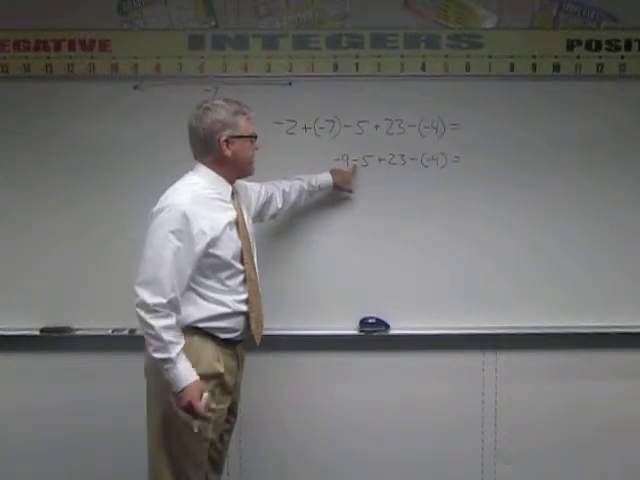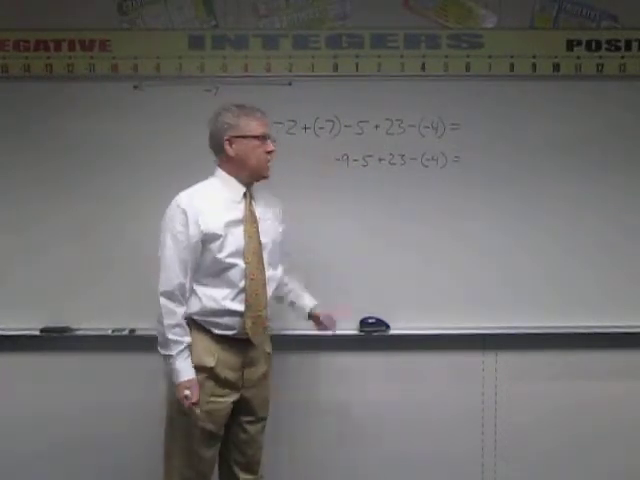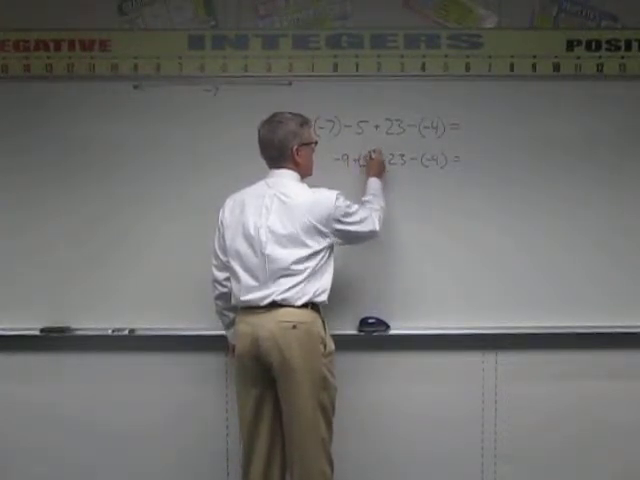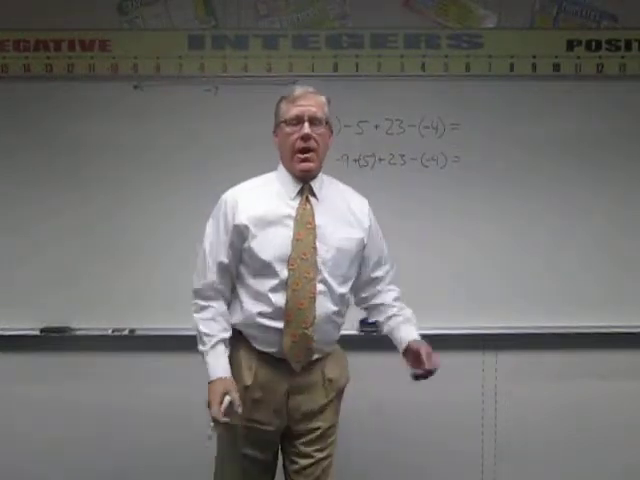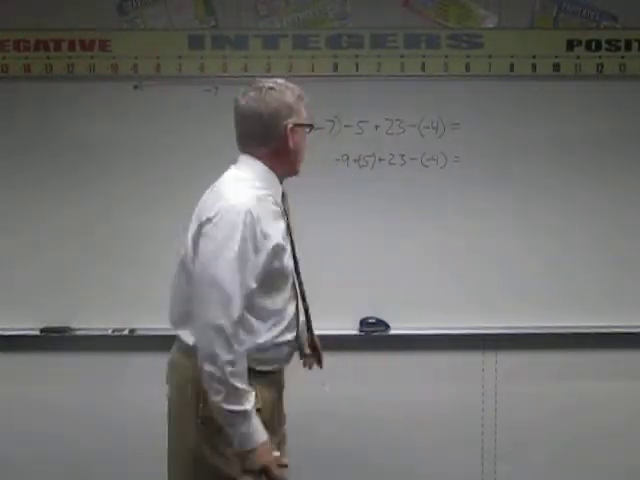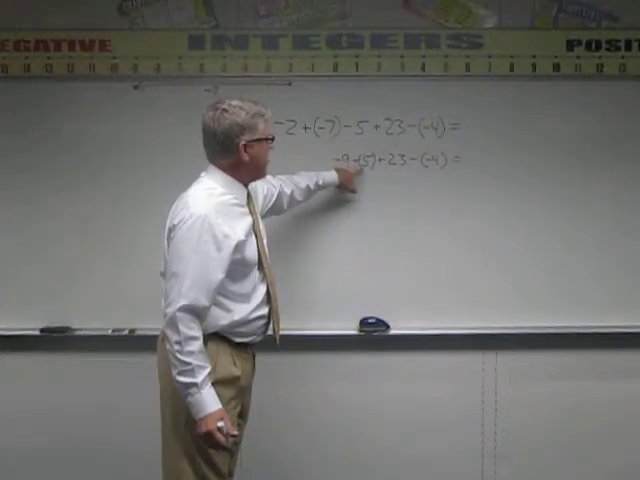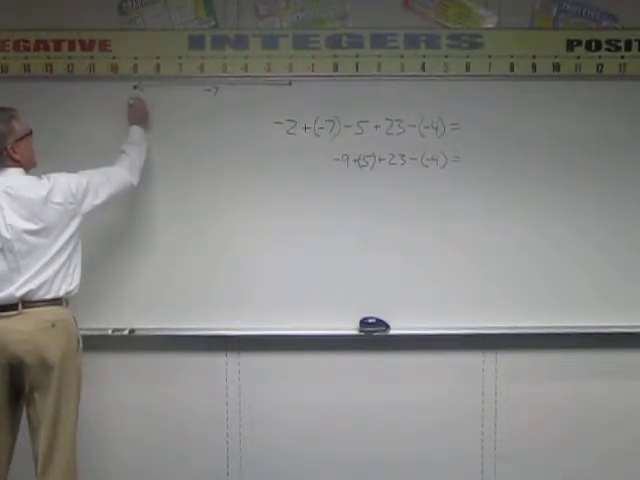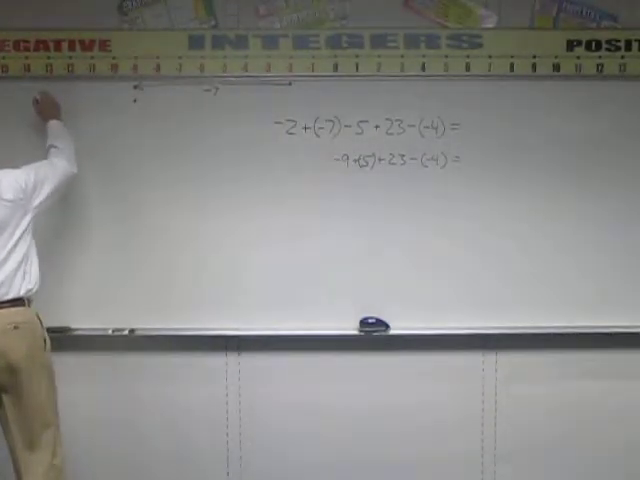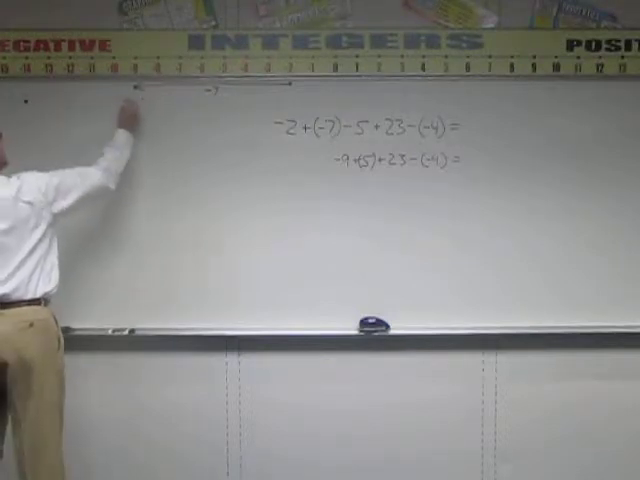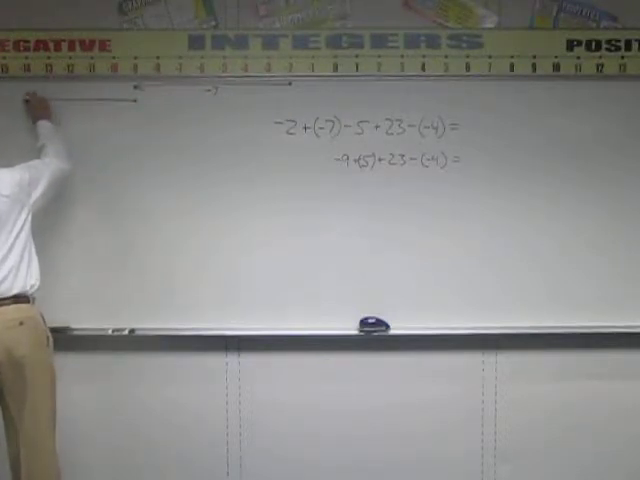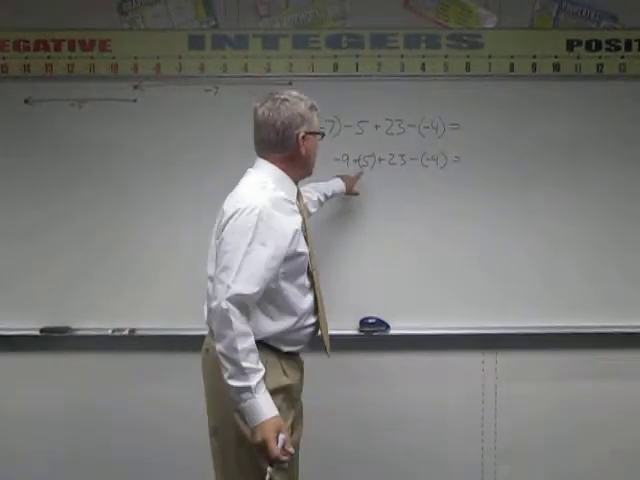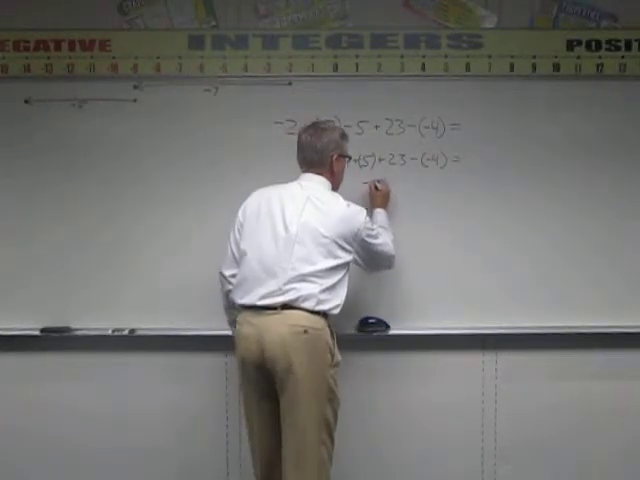Okay? If we're going to add 5, we'd go this way, but we're subtracting 5. Or we're adding a negative 5. Same thing. Subtracting 5 or adding a negative 5. A negative plus a negative is going to be a bigger negative, okay? So we're going to start at negative 9 and we're going to add another negative 5. So we're going to go this way even further, okay? 1, 2, 3, 4, 5, all the way to negative 14. Okay? So we've taken care of this. We're at negative 14 now.